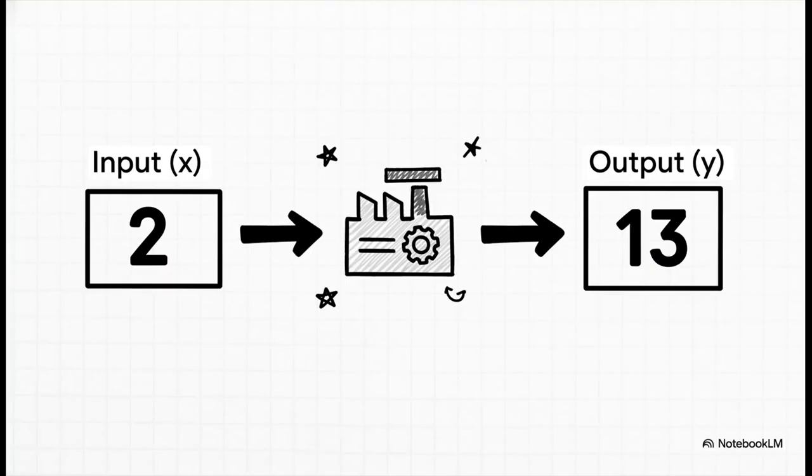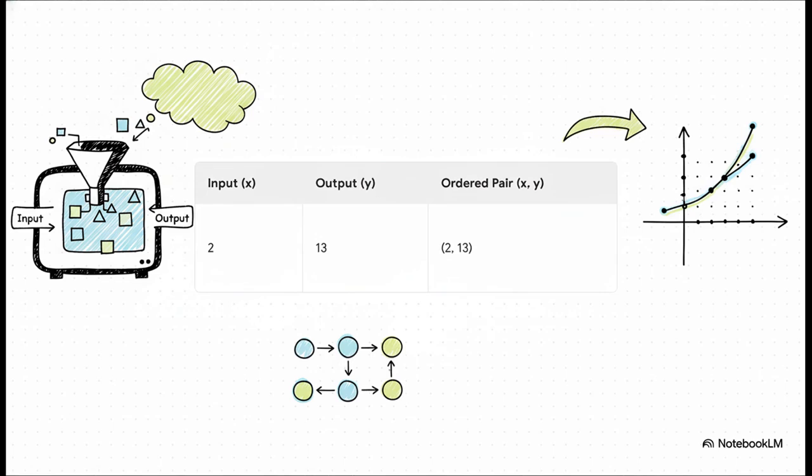So let's just recap what we just figured out. When our input, our x value, was 2, the output, our y value, turned out to be 13. And remember, that's because f of x is just another name for y. Now we can take that information, an input of 2 and an output of 13, and pair them up. We call this an ordered pair, and it looks like this. Parentheses, 2, comma, 13, close parentheses.